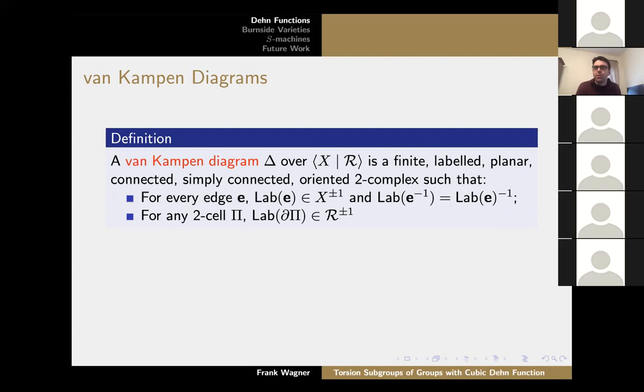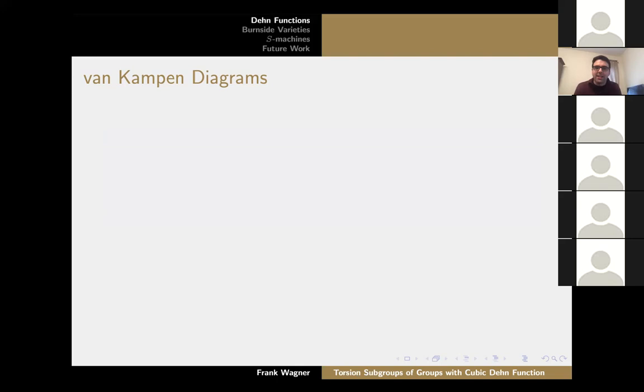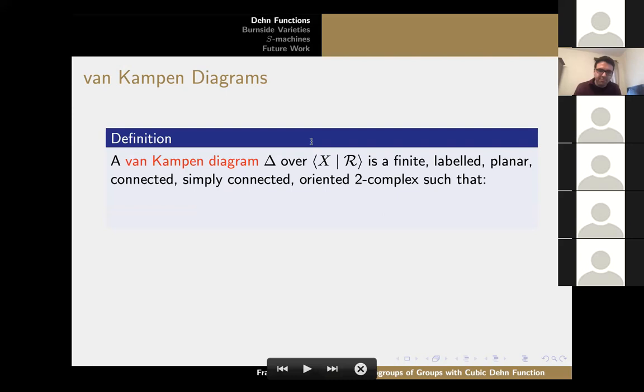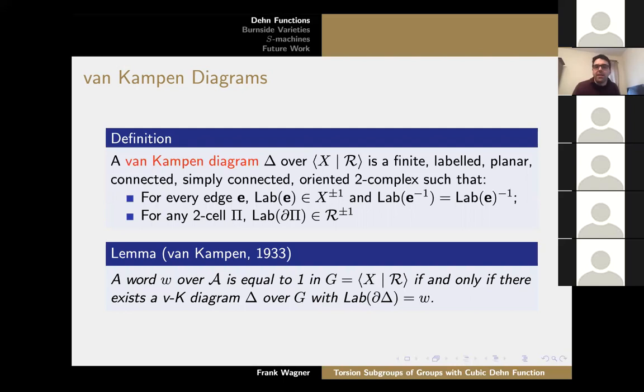So basically exactly what we're looking at over here, where this cell right here will be labeled by the relation that we're used to, a b a inverse b to the negative 2. Whereas here, if we look at the bottom, then we're going to have a b inverse a inverse b squared. So we just have the exact opposite, the inverse of our relation. Okay, and then Van Kampen's lemma states that a word in our generators, that is, over X, is equal to 1 in our group if and only if we have such a diagram with boundary label equal to this word.